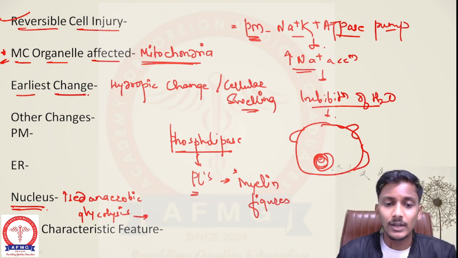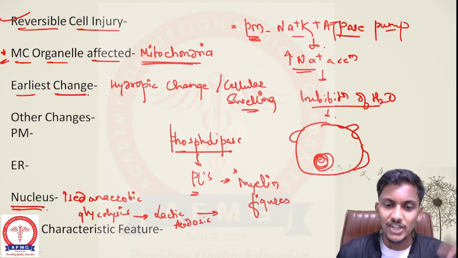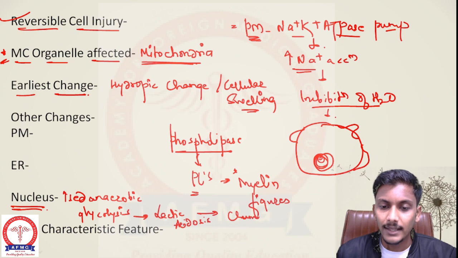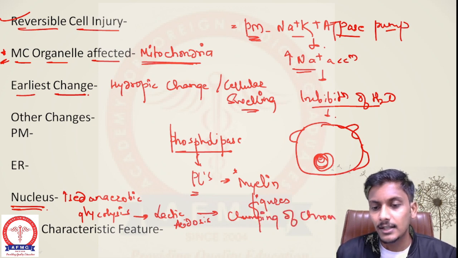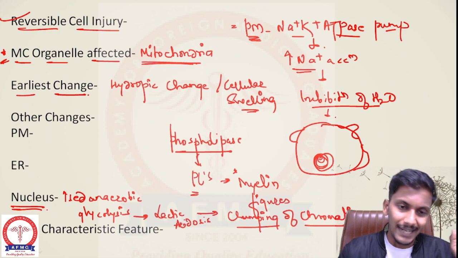And what is the last product of anaerobic glycolysis? The final product is your lactate, which causes lactic acidosis. Excess of lactate would lead to lactic acidosis, and finally lactic acidosis would lead to decreased pH in the cell, and this decreased pH in the nucleus can lead to clumping of chromatin. So please remember, the nuclear change seen in reversible cell injury is clumping of chromatin.